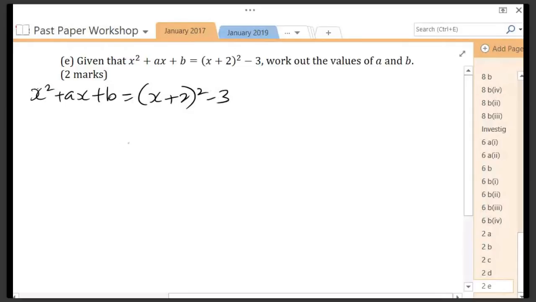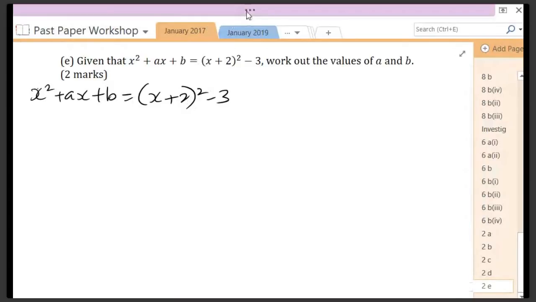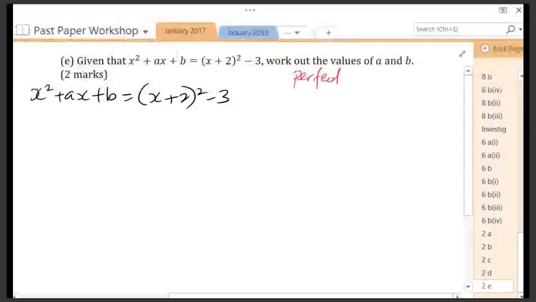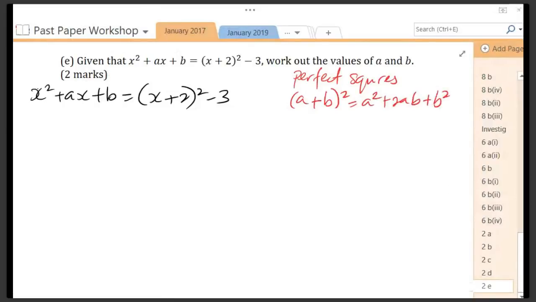Okay? Now, this is a perfect square, and I want you to recall here, for perfect squares, this is something to learn. It's a nice expansion for perfect squares. A plus b squared is the same as a squared plus 2ab plus b squared. So please learn this. This is something to commit to memory. It comes in really useful, okay?